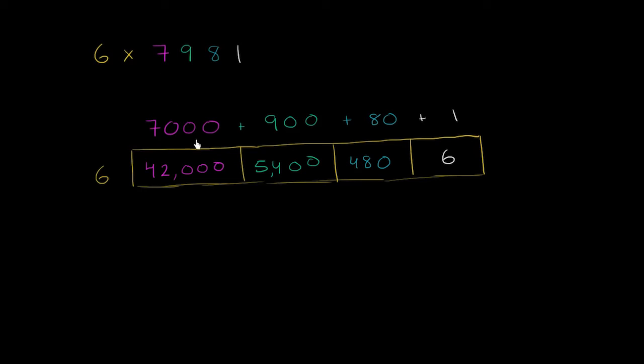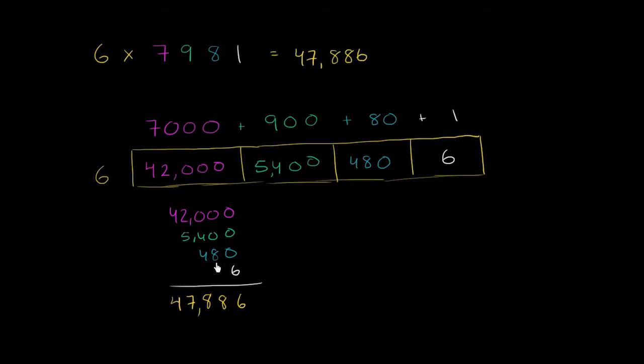So to find what this product is, we just have to take the sum of each of these numbers. What 6 times 7,000 is, plus 6 times 900, plus 6 times 80, plus 6 times 1. So let's do that right over here. So it's going to be 42,000 plus 5,400 plus 480 plus 6, and we get, let's see, in the ones place we just have a 6, in the tens place we just have an 8, in the hundreds place 4 plus 4 is 8, in the thousands place 2 plus 5 is 7, and then finally in the 10,000s place we still have a 4. So we get 47,886.